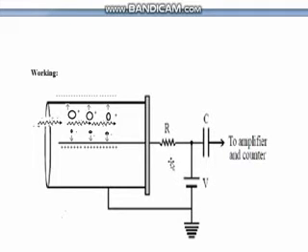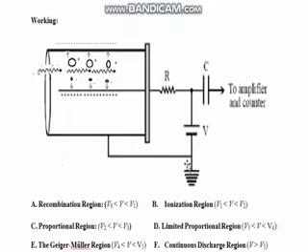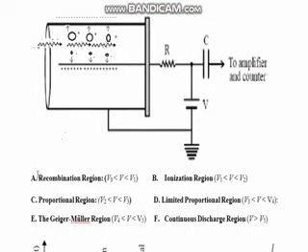The working of the gas filled detector depends upon the amount of voltage provided to the electrodes. The detector behaves differently at different voltages. We can divide the characteristics of the detector into different regions, which we will discuss further. The working of gas filled detectors can be divided into 6 different regions, as you can see in this figure.